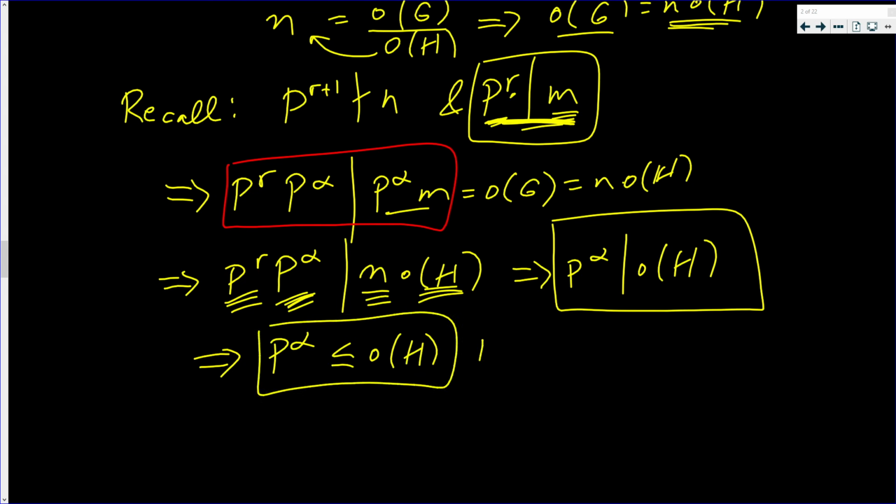So that's a big accomplishment. If I can show that either it's equal to the order of h, or I can show now that it's greater than the order of h, putting these two box statements together would imply that the order of h is exactly p to the alpha. And that's just what we are going to prove.